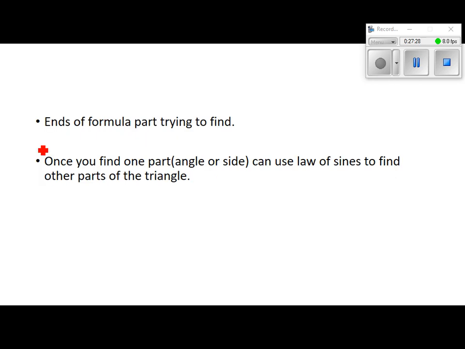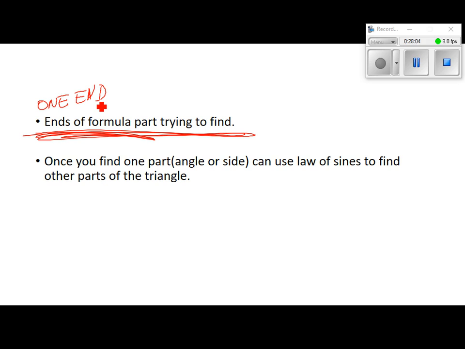The ends of the formula, this is what I said at the beginning. One end, whether it's the left or the right, is where the variable goes. It's got to be the part you're looking for. Once you find an angle or a side, then I would probably switch back to the law of sines if you're still trying to find other parts.